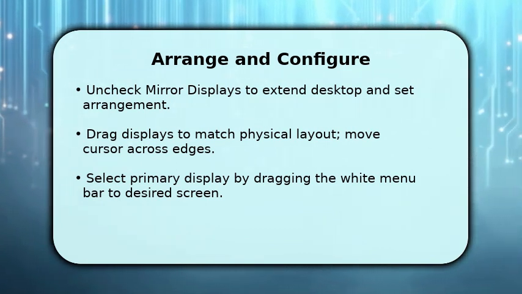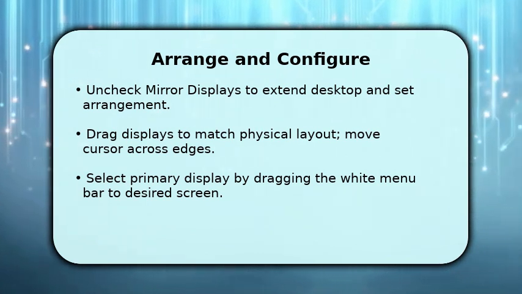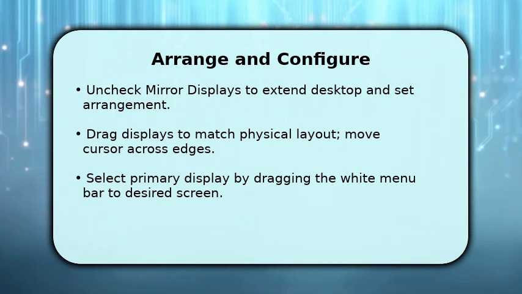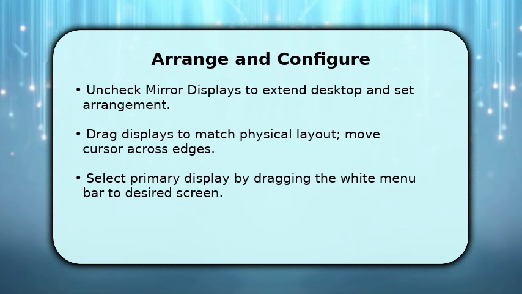To decide where apps and the dock open, drag the white menu bar to the screen you want as primary. You do this because alignment and primary selection control workflow flow and where new windows appear.